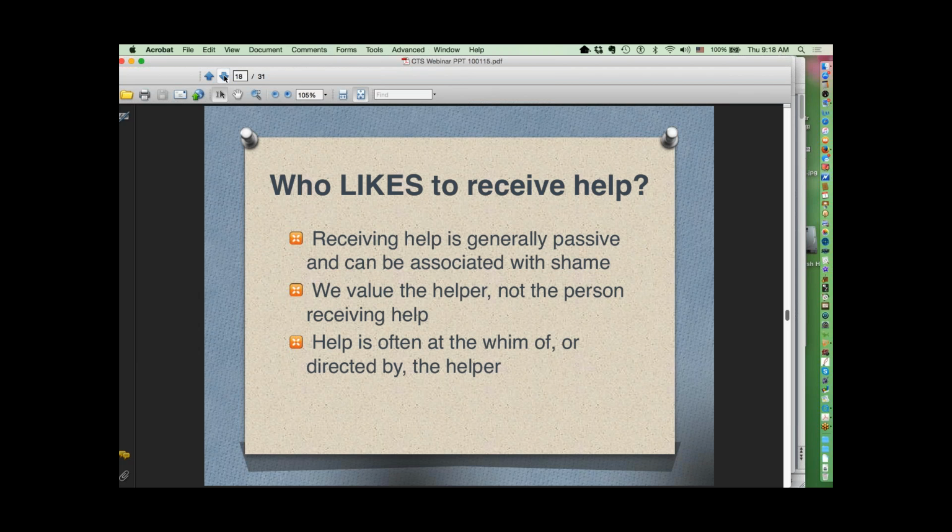If you look at how people talk about help in the classroom or at home, we value and thank the person who provided the help. We rarely provide recognition to the person who received help. That's not generally the valued role. And help is often controlled by the person providing it, right? When I offer to help you, there's often an assumption that it's kind of my right to decide what are the boundaries of that help and how am I going to provide it.